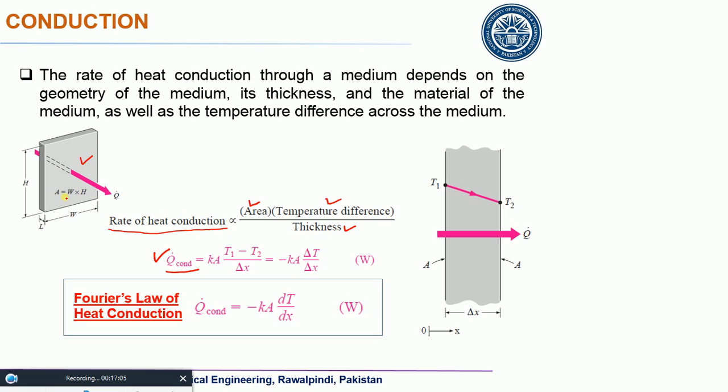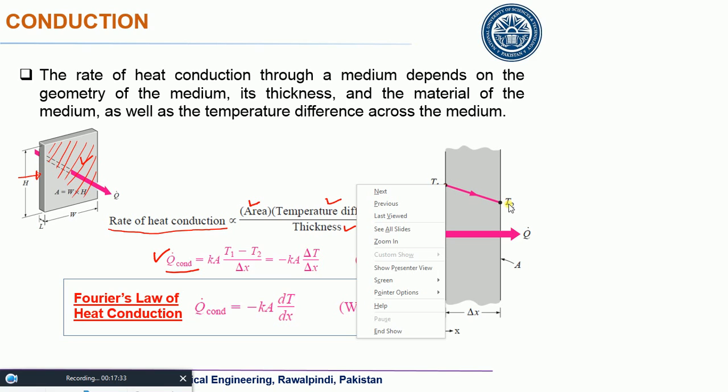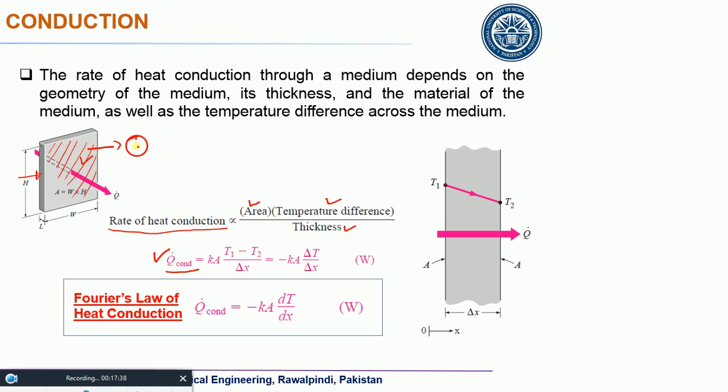If this is the wall, its cross-sectional area, I am talking about this area. Its cross-sectional area is W cross H. You can say this is W and this is H. Now, this is basically the side view. If you look at this wall from this side, this is the side view. This side is at a temperature T1 and this side is at a temperature T2. You can say this side is at a temperature T2 and the side which is behind this one is at T1.